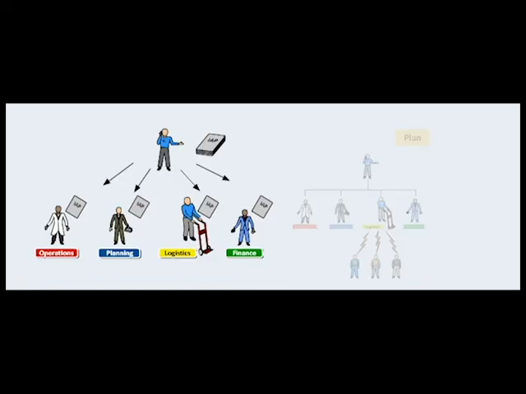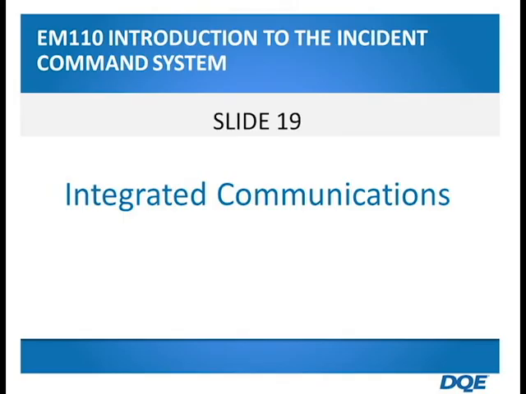A larger or more complex incident may rely on a written incident action plan or IAP. This plan establishes and communicates the response objectives for future periods of time, called operational periods. These operational periods may be any length, but during major events are often 12 hours long, which correlates with the need to adjust work shifts to increase staffing.